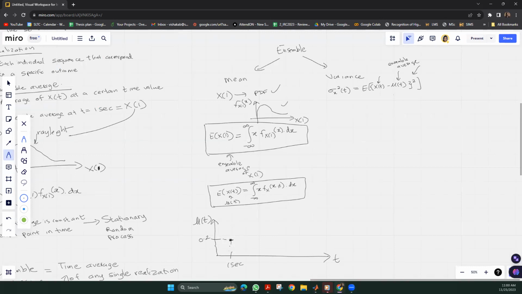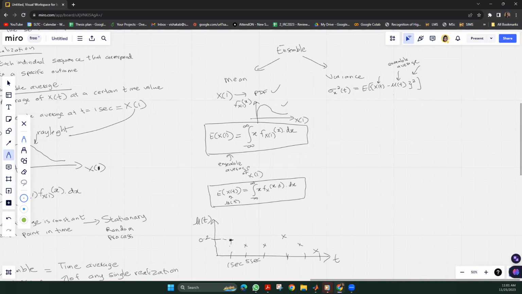It could be 0.2, 0.3, something like that. Then for another time instance, for 5 seconds, let's say, it is going to be another value. So for each time instance, different mean values will occur. We don't know the exact value all the time, it depends on the specific random process, but these values will have a certain fixed value.